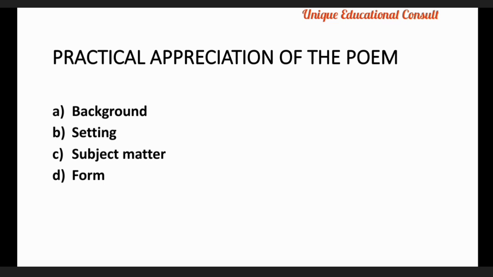After that, what we are going to examine next is the setting of the poem.